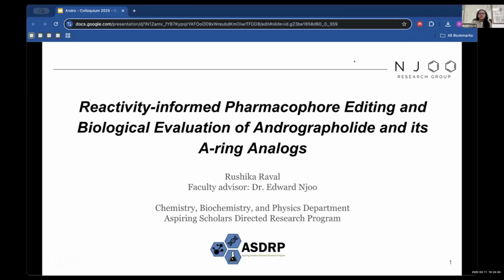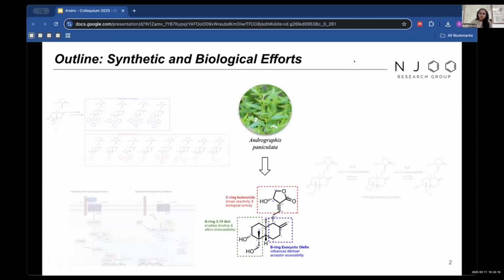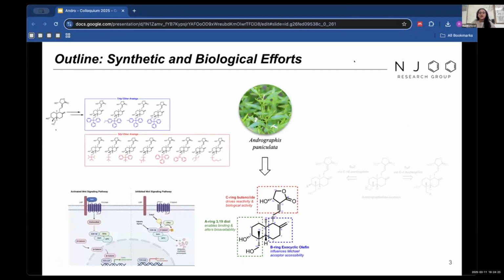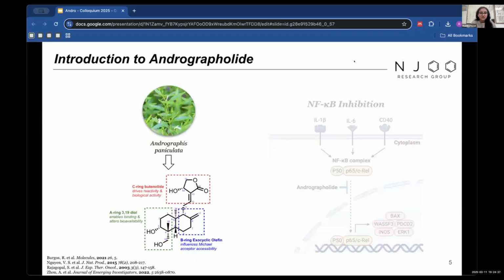I'll be talking about the reactivity-informed pharmacophore editing and biological evaluation of andrographolide and its A-ring analogs, and also going into a bit about one of the pathways from another paper. As a quick brief, I'll start off by talking about the compound of interest, andrographolide, and then talk about the C19 analogs that we've synthesized, in addition to the biological experiments that we've conducted, and then talk about our current efforts towards producing the oxetane moiety on andrographolide.